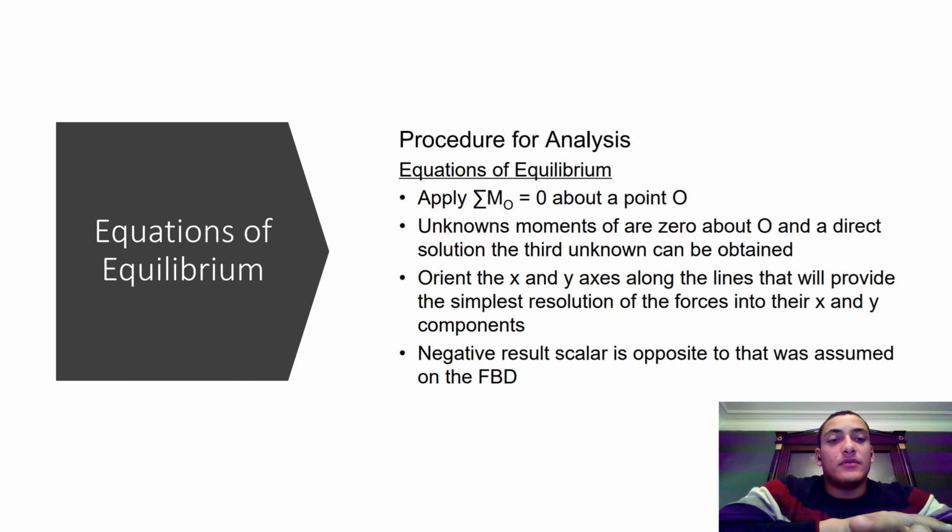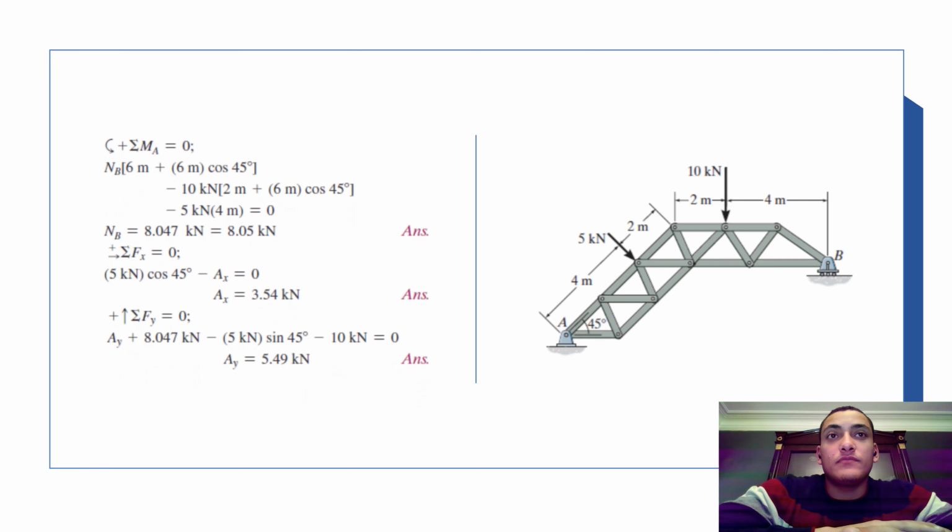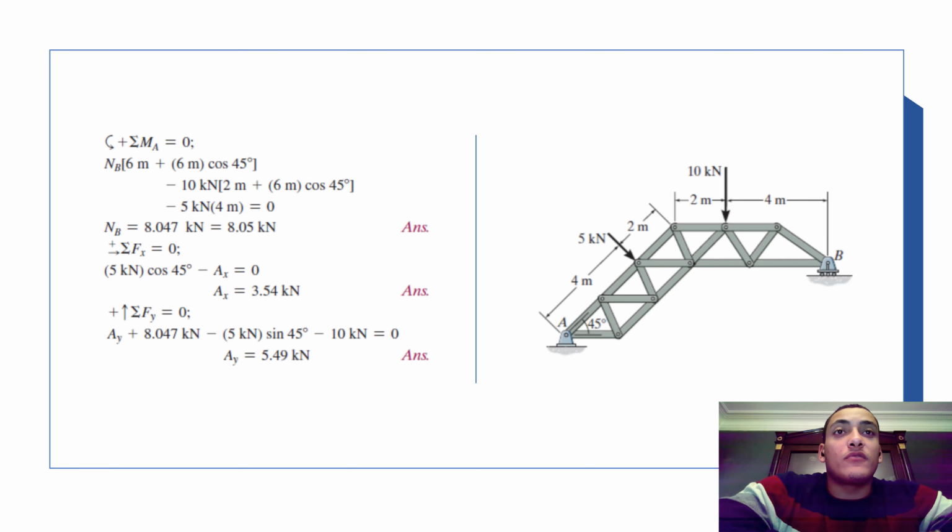As you can see, if you get a negative result, it is opposite of what we assumed on the free body diagram. So let's take this example. We're trying to find the equilibrium of forces, and that's a three-part question. First we get the moment at point A.